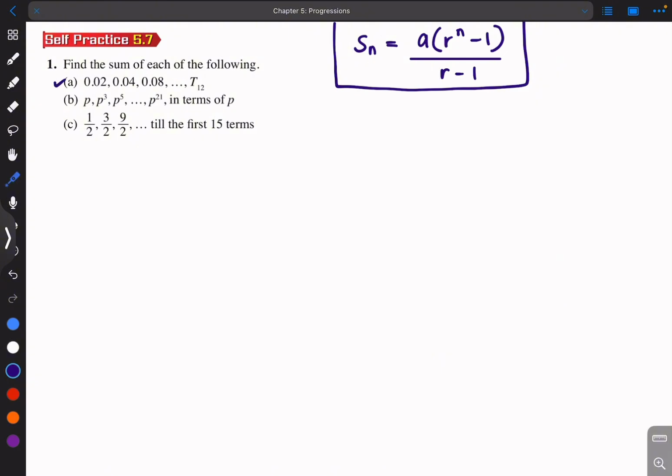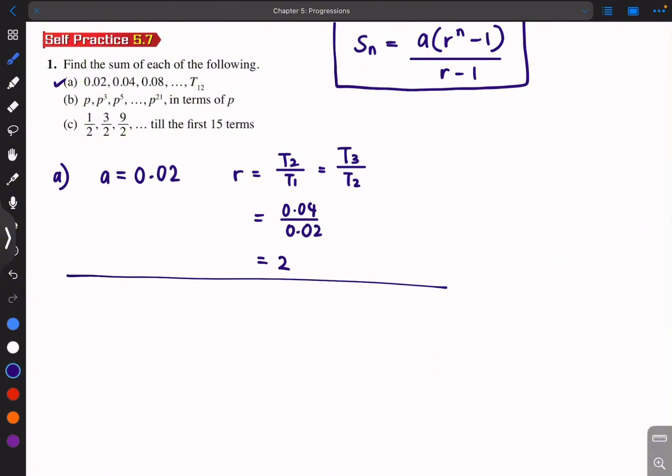So we have the first three terms, then they want us to find the sum until the 12th term. So we need to find S12. First, let's find what is A and what is R. A will be the first term, so in this case 0.02. R will be the ratio of T2 to T1. So the formula for R is T2 over T1, or we can also do T3 over T2, or T4 over T3 and so on. So in this case, T2 0.04, T1 0.02. So R will be 2.